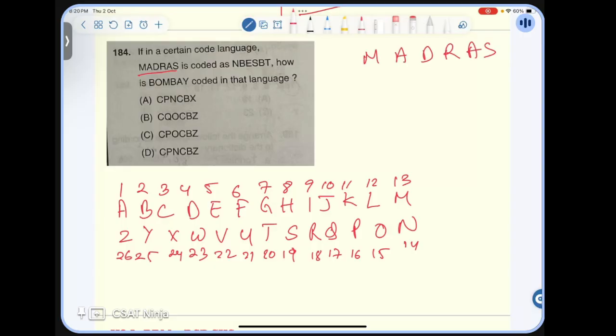MATRAS. It can be coded as how? NBESBD. You compare one at a time. M plus how much will give you N? M plus 1. A plus how much will give you B? Plus 1. Your friends are getting T there. Let's cross check. T plus 1 will give you E. That means every term there is a plus of 1.